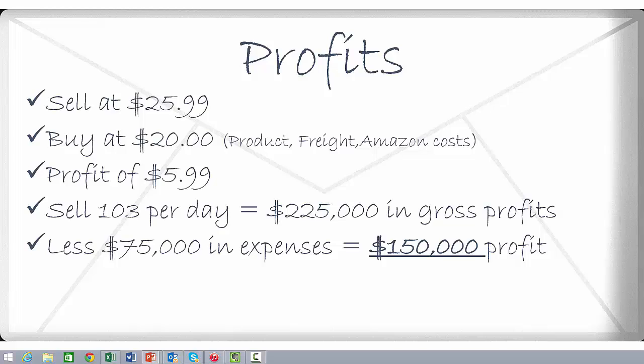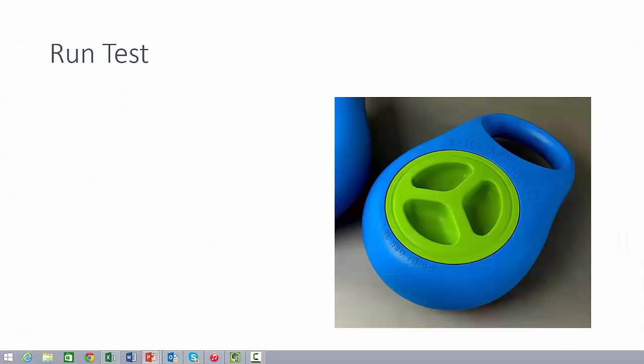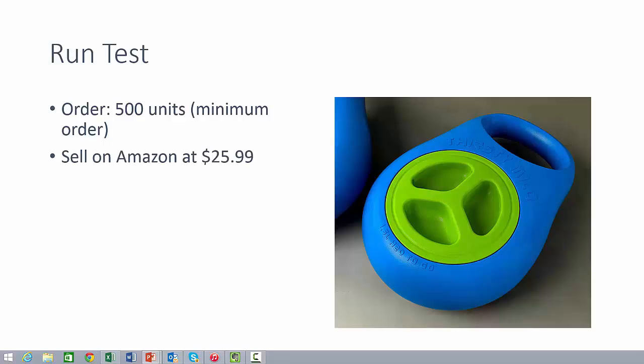I mean, it's twice as much as the average wage for someone in Australia. But we're going to run a test run. So we order the minimum amount, 500 units, and we sell it on Amazon at $25.99. And it sells out in 10 days. So all of a sudden you made $3,000 in 10 days. I mean, it's equal to $100,000 a year. Plus, it can get better. You can optimize your review, you can add more content to it and better images and more reviews.